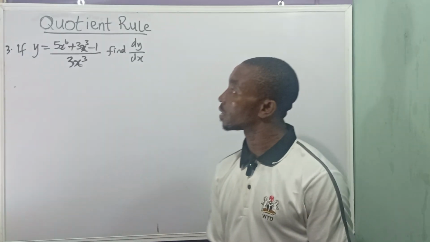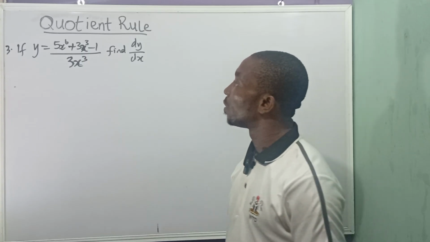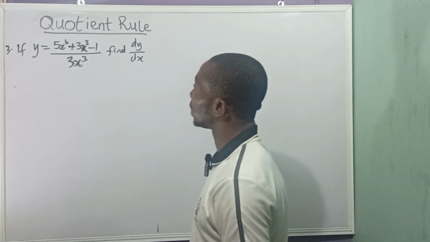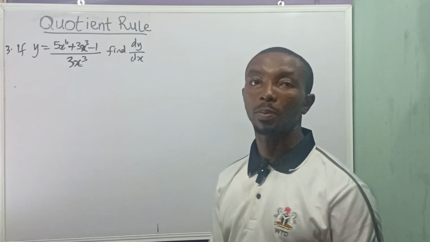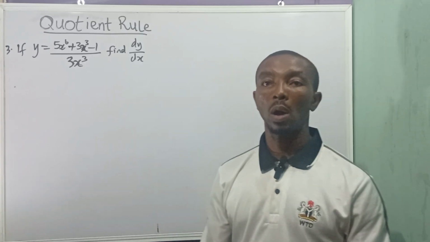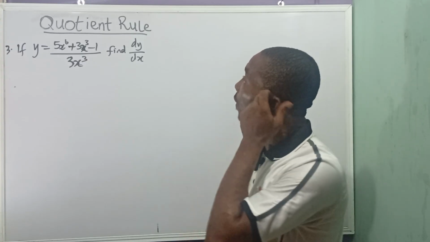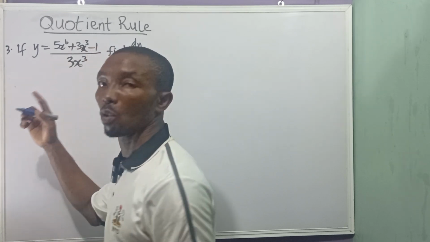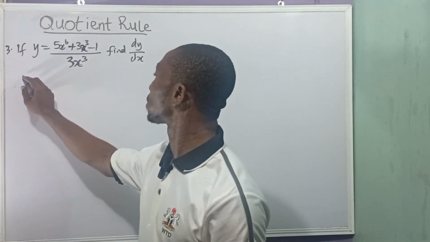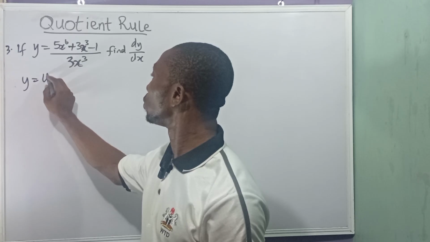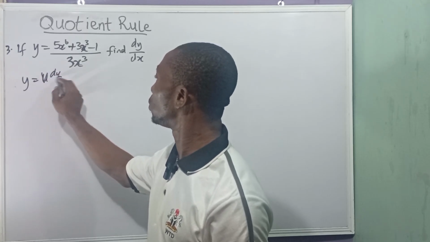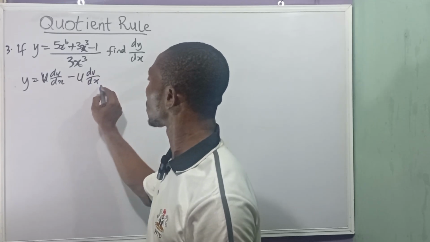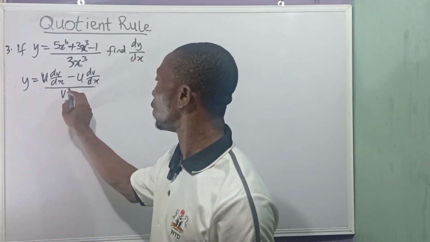For our question 3, it says if y equals 5x raised to the power 6 plus 3x cubed minus 1 divided by 3x raised to the power 3, we should find dy/dx. In order to find dy/dx, or differentiate this, we are going to use our quotient rule, which says dy/dx equals v du/dx minus u dv/dx all over v squared.